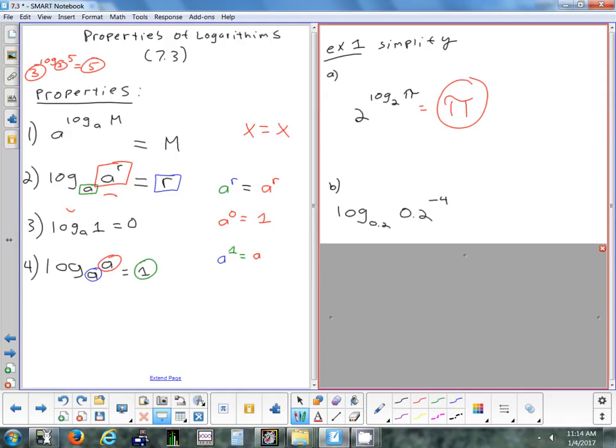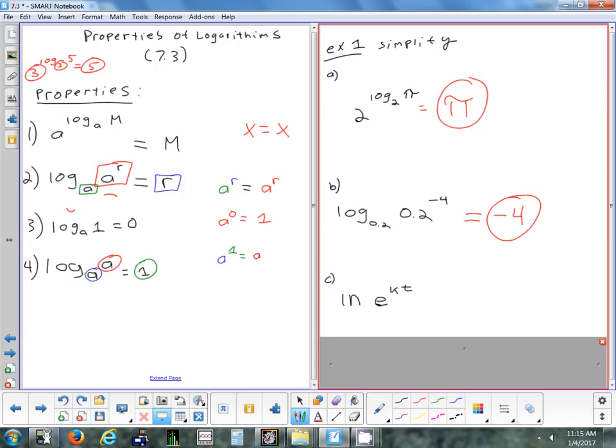Okay, Eric, how about that one? What rule does that one look like? Let's see. Well, I know it equals -4. Okay, and what rule tells you that? 1? No, it's not 1 this time. 1 would be if you've got a log, but it's up high. So this one doesn't have a log that's written up higher as an exponent. Number 2. Yeah, this is rule 2. Just change a to 0.2 and change r to -4. Okay, so that's rule 2. And it comes out to -4.